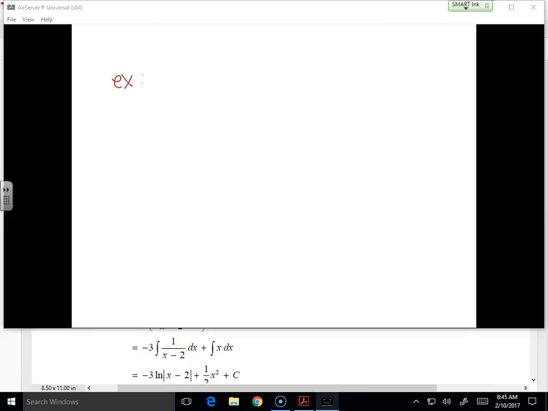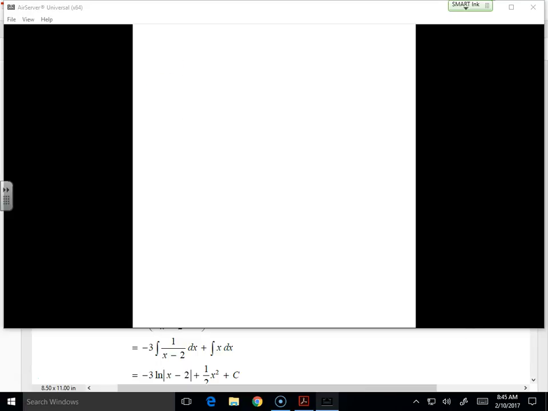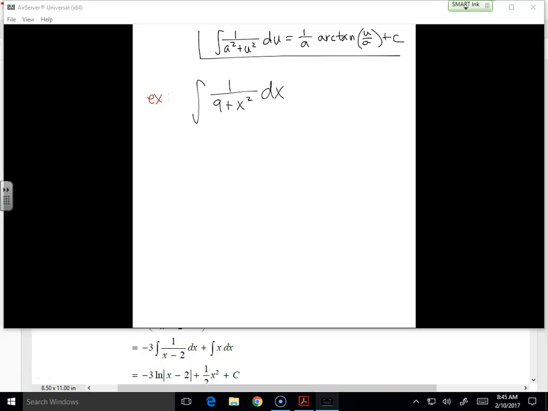Let's take the exact same example. Let's write the integral of 1 over 9 plus x squared dx. And instead of comparing it to the derivative of tangent inverse, let's compare it to what we now know is the integral of 1 over a squared plus u squared du. What does the forever card tell us? Good. That's our integration rule. How can we use it?